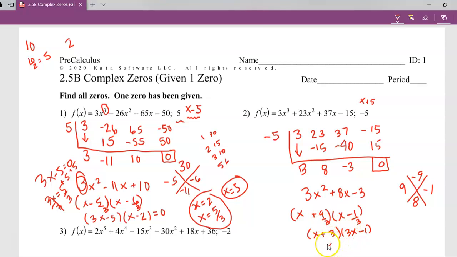So for x plus 3, the 0 would be -3. For 3x minus 1, I would add 1 to both sides and then divide by 3, so x equals 1/3. So there's 2 of the zeros. The third one would just be x equals -5. So there's all 3. Okay, let's try another one.